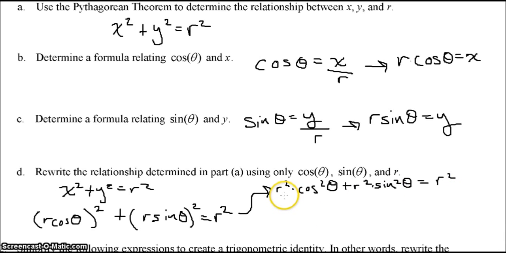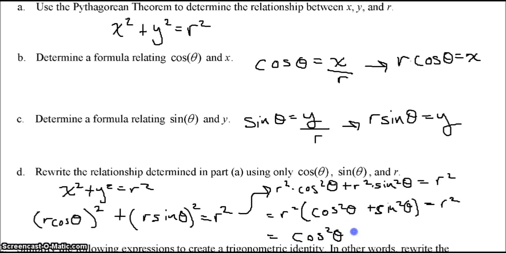Notice that r squared is common to each term. I could factor out r squared on this side, and I could divide both sides by r squared, and that gives me cosine squared theta plus sine squared theta equals 1.